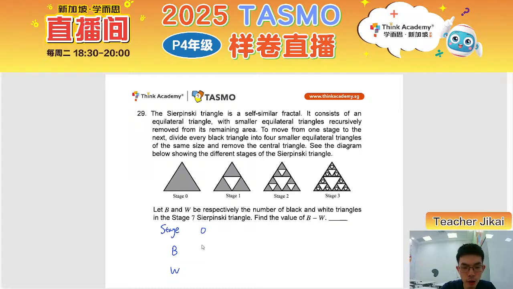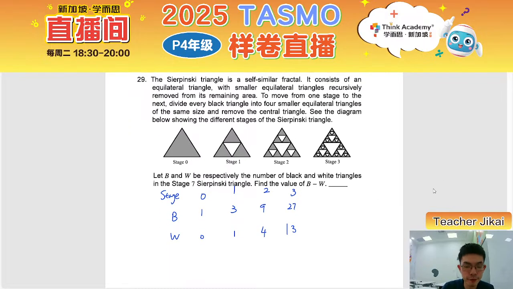For stage 0, 1 black, 0 white. For stage 1, 3 black and 1 white. For stage 2, we have 9 black and 4 white. For stage 3, you just count. We have 1, 2, 3, yes, 9 times 3, 27. And how many whites? 13 whites. So based on it, you can just find the relationship, find the pattern here. We have stages 4, 5, 6, 7.